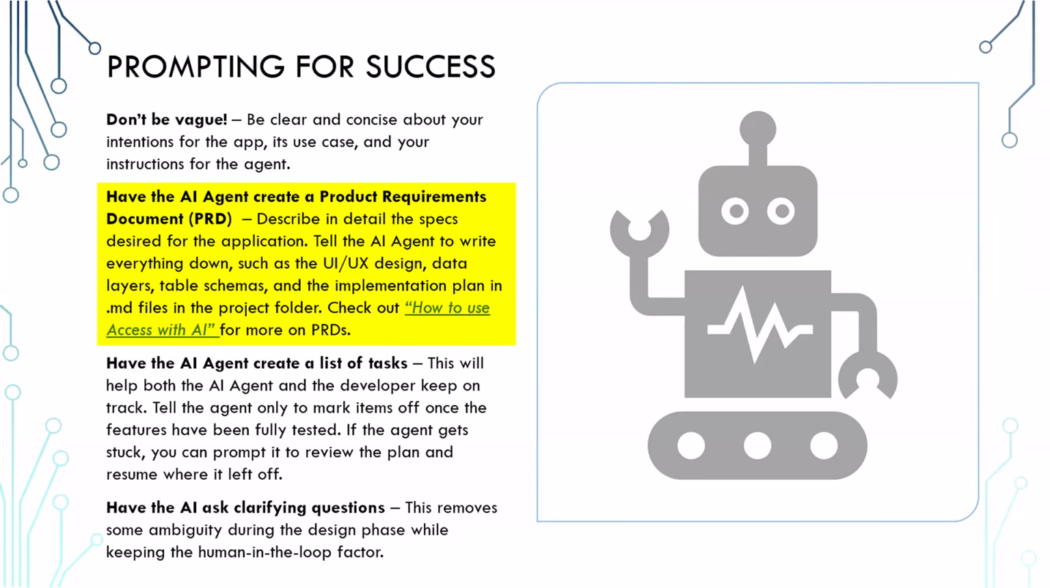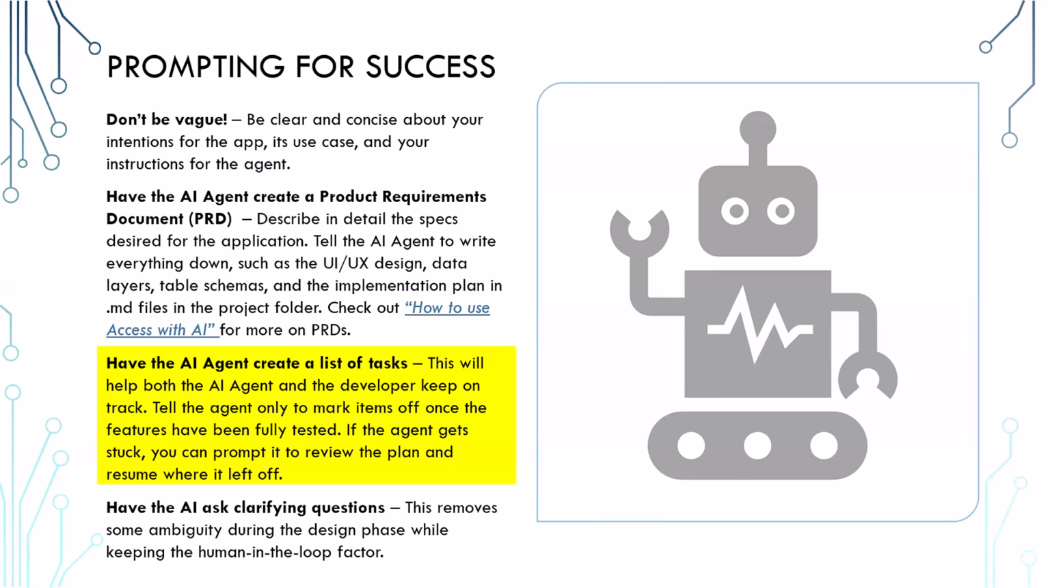And I would suggest watching another Access User Group video, how to use Access with AI by Juan Soto and Juan Holunya for more on PRDs and tasks and stuff. And yes, have them create a list of tasks. That implementation task list will keep both of you, the AI agent and the developer, on track. And I usually tell the agent to only mark off items once features have been fully tested.